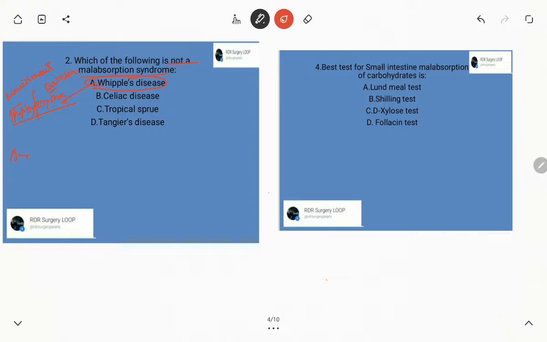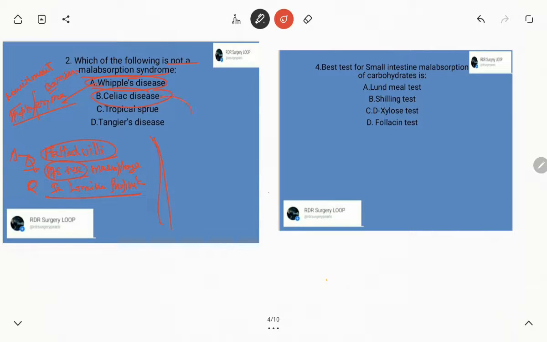So we find there is flattened villi, okay, and there are PAS positive macrophages in the lamina propria. This is your important diagnostic feature I want you to remember in Whipple's.